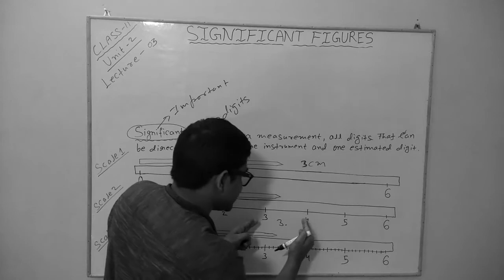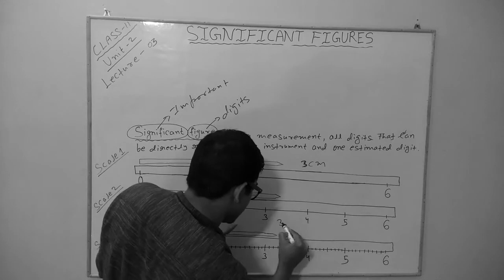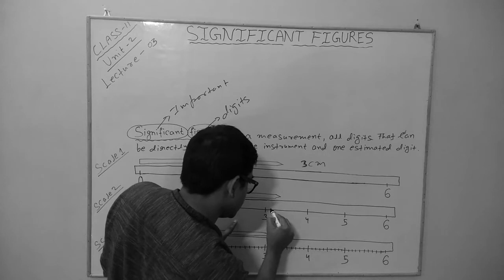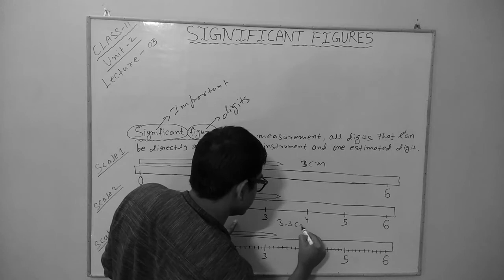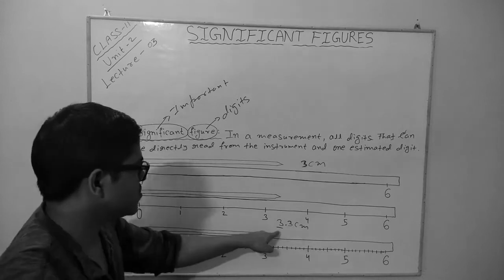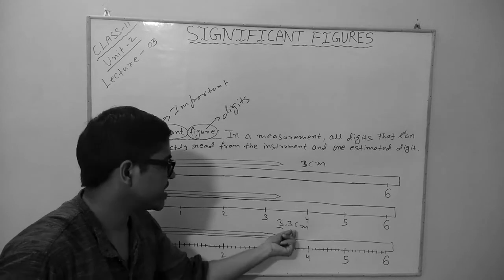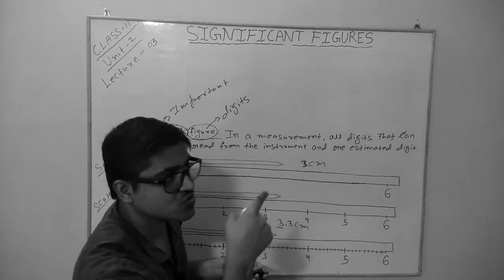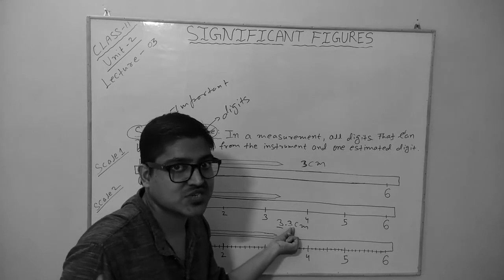I will mentally divide this distance into 10 equal parts. According to me it should be 1, 2, 3, 4, 5. It should be somewhere 3.3 centimeter. I will report my measured value as 3.3 centimeter. The first value is the digit I directly read from the instrument, and the second value is coming from my estimation. I have to stop here. I cannot just keep estimating forever, 3.321056. No, I cannot do that. I can only use one extra digit using my estimation in my measured value.